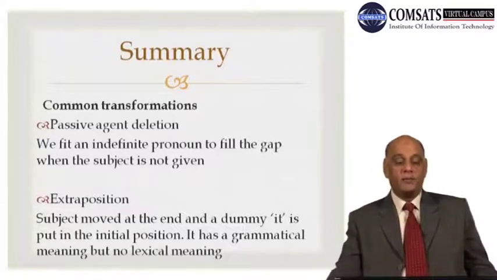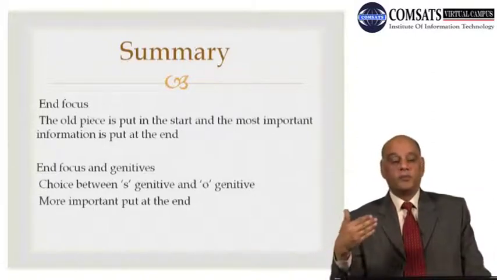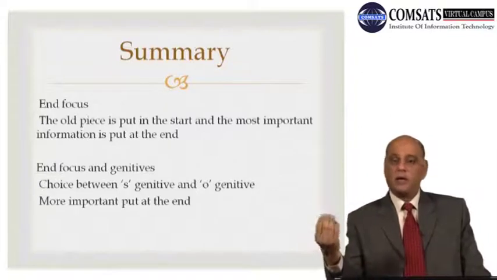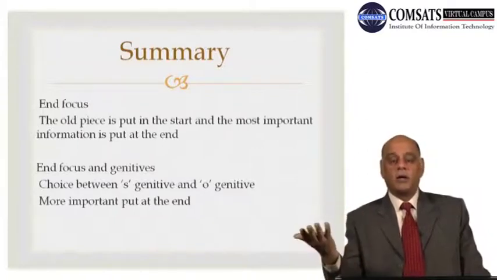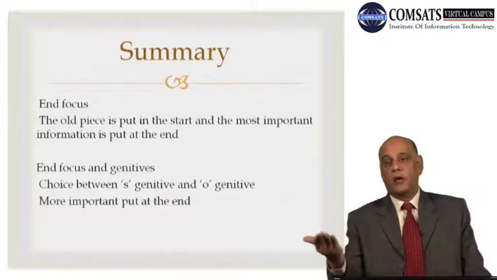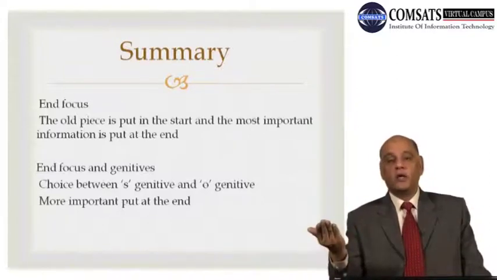The next part, we said that there is another transformation which is called end focus. Now, what do we do in the end focus? The old piece is put in the start, and the most important information is put at the end. So here, you are just changing the focus. If you want to change the focus of a sentence, you put the focus at the end of the sentence. Like, we had the example of Quaid-e-Azam, Sean Connery. Sean Connery was born in Scotland. Quaid-e-Azam was born in Karachi. So, the old information is Sean Connery. Old information is Quaid-e-Azam.